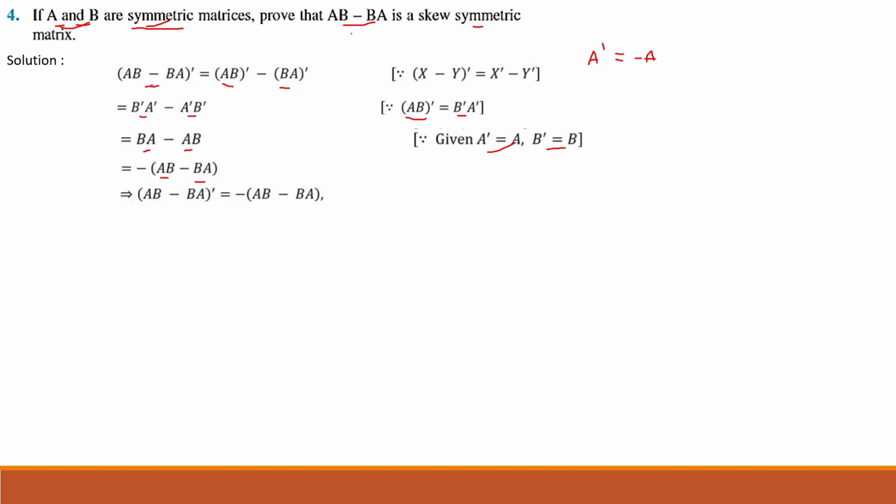दैट मीन्स अगर इस इक्वेशन को मैं P कंसिडर करूँ, सो P डैश इज इक्वल्स टू माइनस P. So this is the condition for skew symmetric matrix. So therefore AB minus BA is a skew symmetric matrix. You can pause the video to note this down.